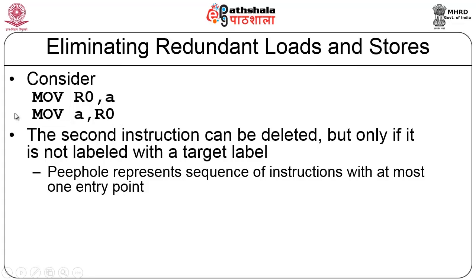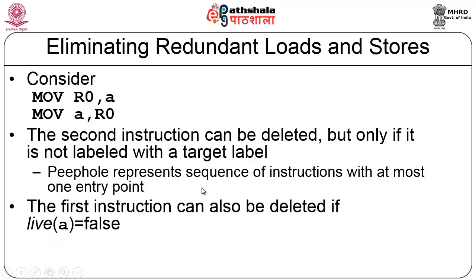If it is the target of a conditional or unconditional jump, I cannot get rid of it, but if it does not have a label, I can get rid of this instruction because R0 already has the value of A. After move R0 comma A, R0 and A have the same value, therefore there is no need for moving A back to R0. The peephole typically represents a sequence of instructions with at most one entry point, which is one more characteristic we are looking at.